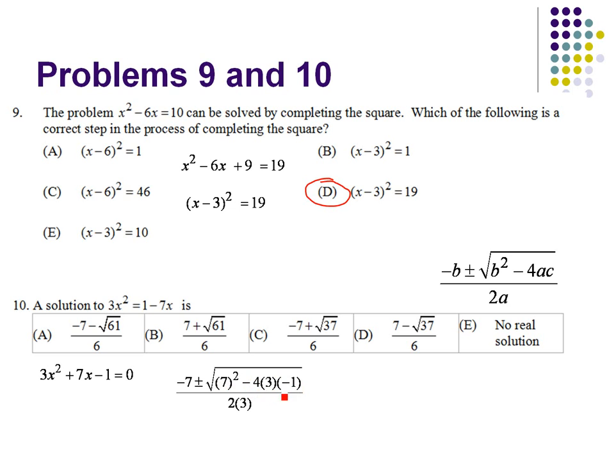Now the spot where people would be messing up is this part, simplifying it. I have negative 4 times 3 is negative 12, times negative 1 will make it plus 12. So I get 49 plus 12. Well, 49 plus 12 is 61. So I'm looking for negative 7 plus or minus the square root of 61 over 6. That was A. Okay, that was the first 10. The next video will have problems 11 through 20.